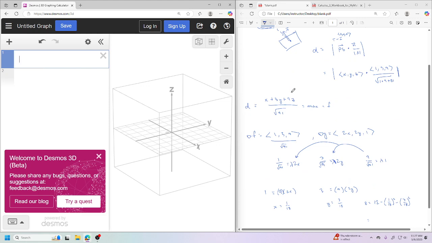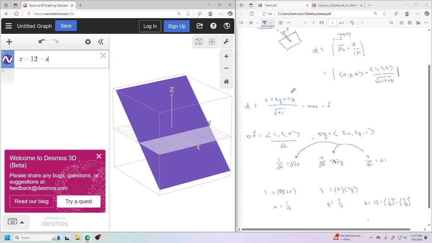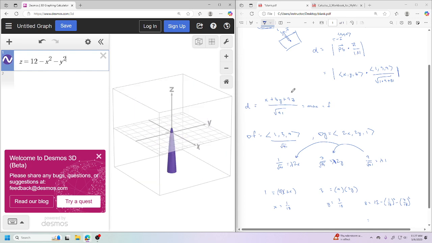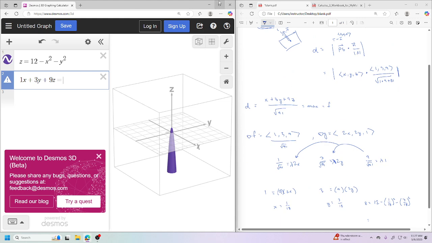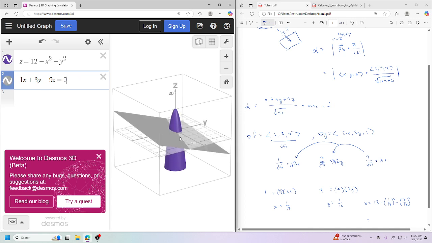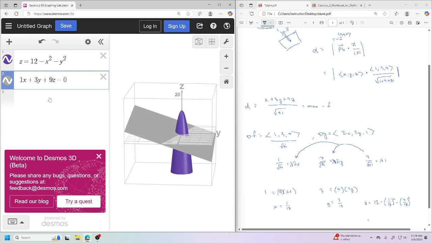So it was z equals 12 minus x squared minus y squared. And then we had 1x plus 3y plus 9z equals... I didn't even write it down. Oh, 0. And so then... Did they do normal vectors like this? How do we do vectors?